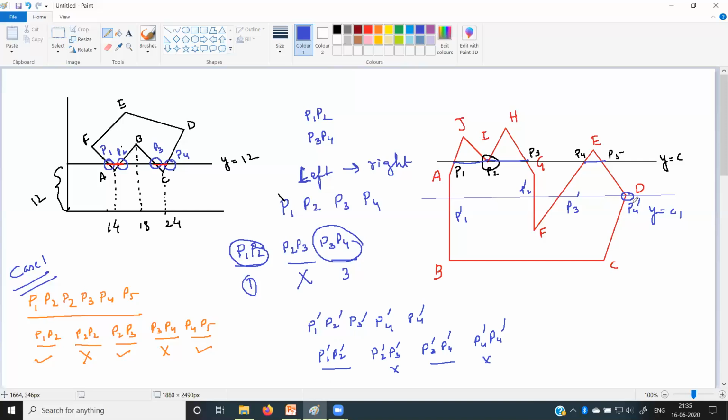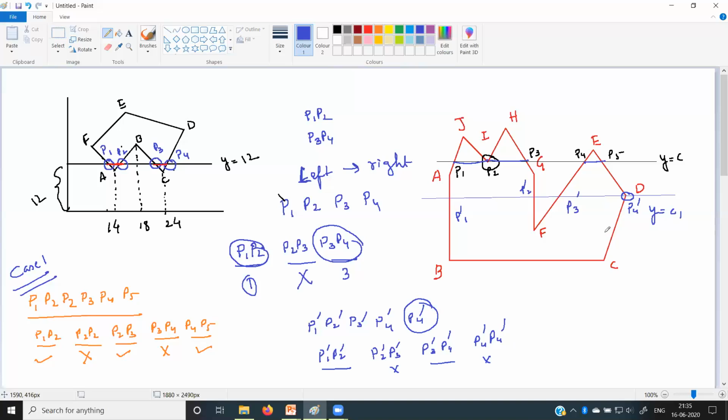Okay, you are taking this particular section twice, which is not required. So what we have to do in this case? Here, we don't need to repeat P4 twice. We have to consider P4 only once. Fine. We don't need to consider the P4 twice.